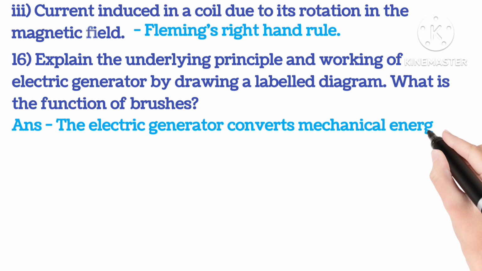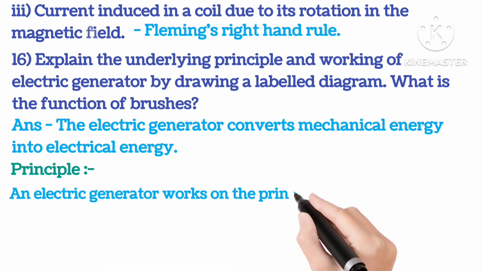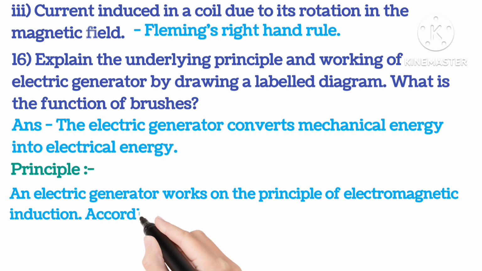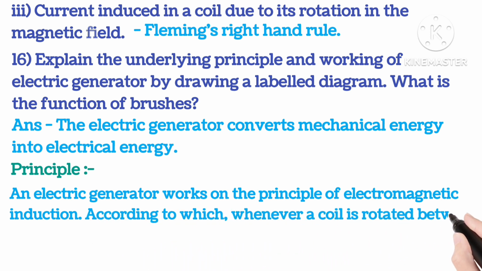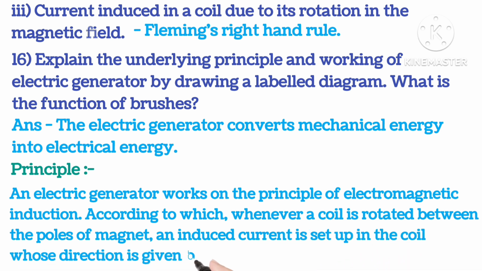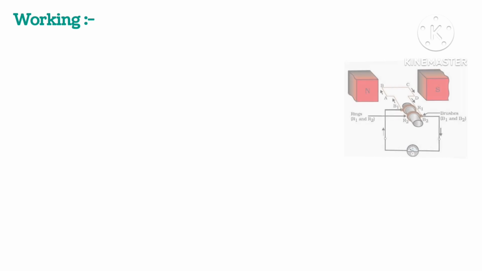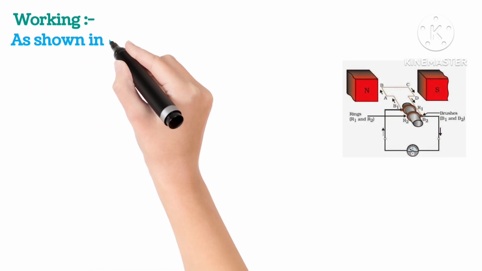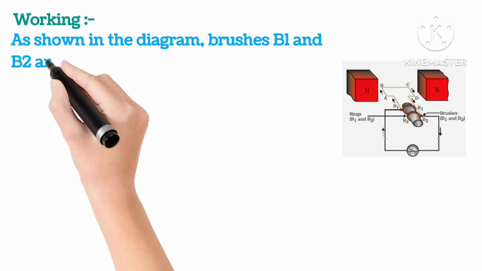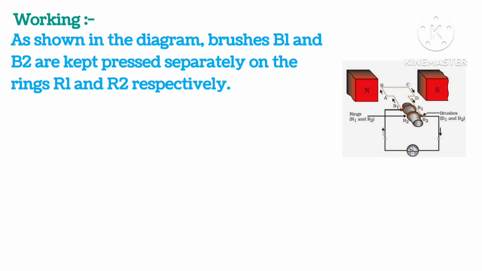The electric generator converts mechanical energy into electrical energy. Principle: an electric generator works on the principle of electromagnetic induction, according to which whenever a coil is rotated between the poles of a magnet, an induced current is set up in the coil whose direction is given by Fleming's right hand rule. Working. As shown in the diagram, brushes B1 and B2 are kept pressed separately on the rings R1 and R2 respectively.